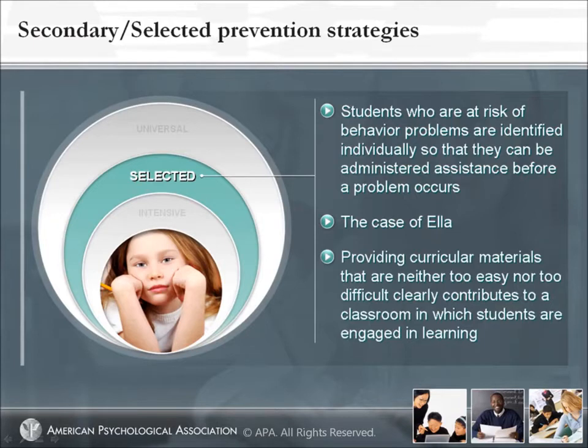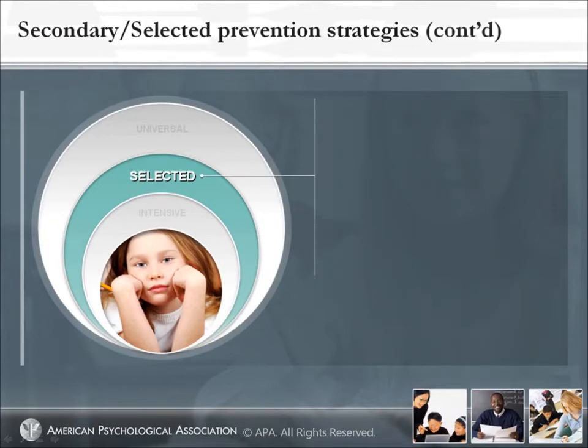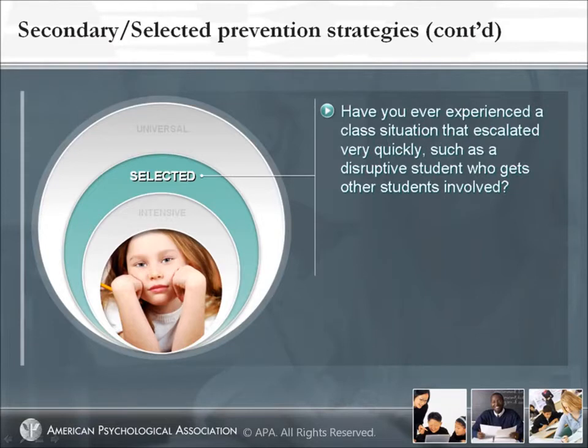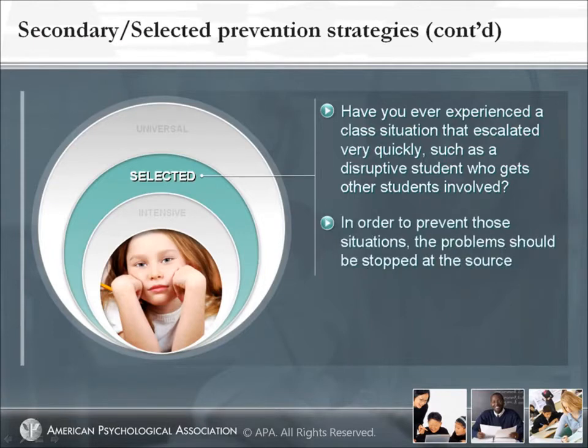Other secondary prevention strategies include those described by Jacob Kunin for catching classroom problems before they develop into larger, more difficult confrontations. Have you ever experienced a class situation that escalated very quickly, such as a disruptive student who gets other students involved in the disruption? Kunin believed that in order to prevent those situations, the problems should be stopped at the source. He analyzed videotapes of classrooms to identify strategies used by teachers who experienced minimal behavior difficulties while teaching.